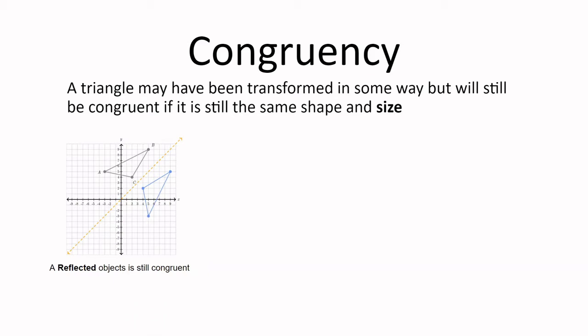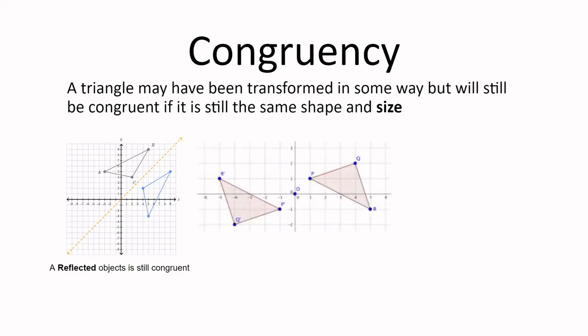The blue triangle is congruent to the gray triangle. These two triangles as well are transformations of each other. The original triangle seems to have been rotated about the point 0, 0 to form the second triangle. These rotated shapes are still the same shape and size, so they are still congruent.